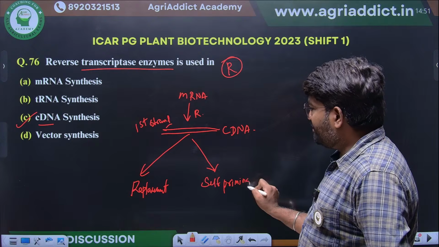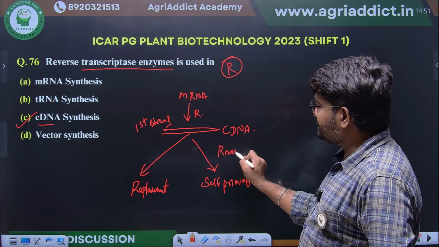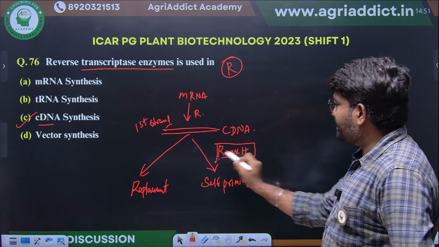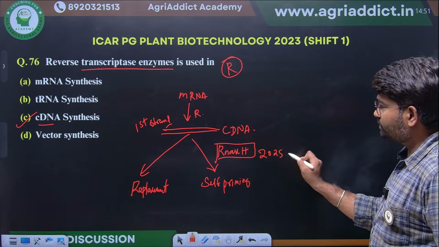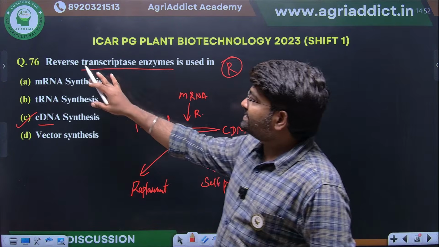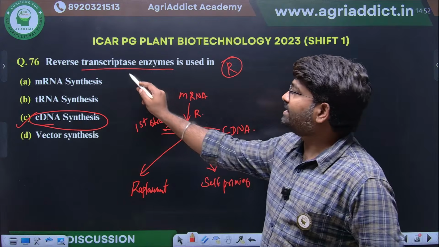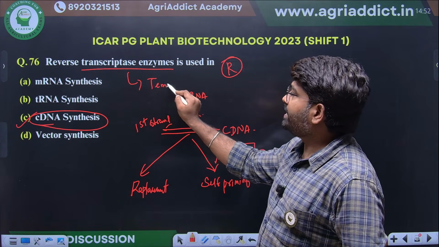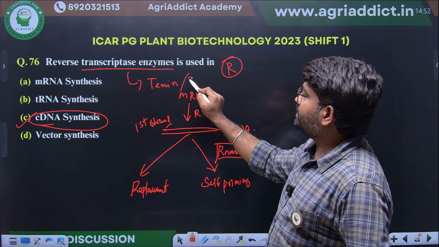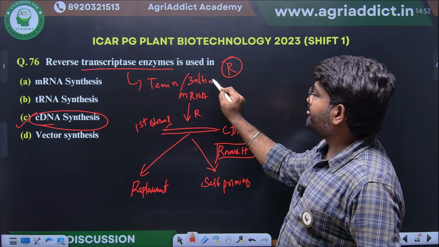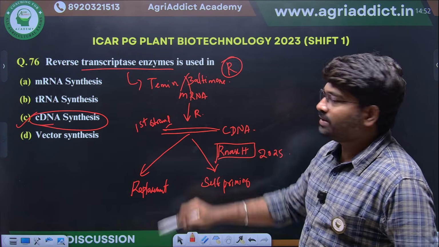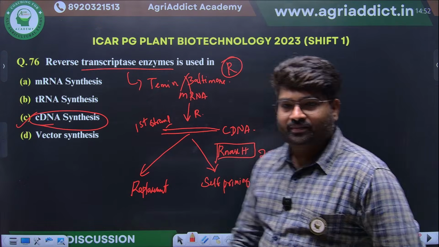Okay, here we will use RNase-H. This they asked in 2025. We have already discussed this question. Reverse transcriptase will be used for cDNA synthesis. Who discovered that one? Temin and Baltimore. This is also an important question. Temin and Baltimore discovered this.